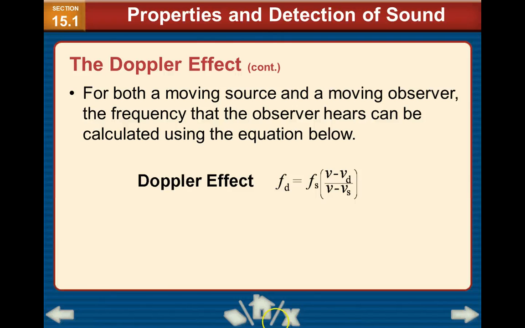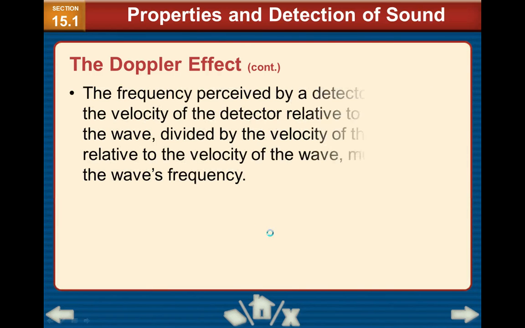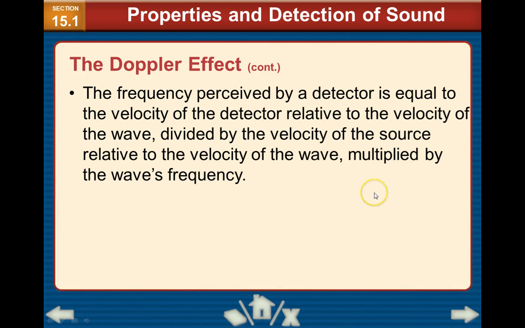Now we could actually do some calculations here. Depending on what's moving, if the source is moving, we have to take into account the velocity of the source. If the detector, or the person hearing the Doppler effect, is moving, we have to take that into account. The frequency at the detector is equal to the velocity of the wave plus the velocity of the detector, divided by the velocity of the wave relative to the source.